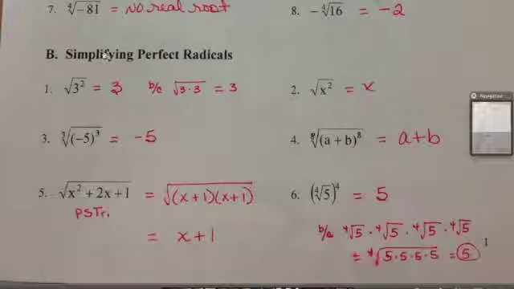Simplifying perfect radicals. Well, I can take this 3 squared and write it as 3 times 3, and then take the square root of that. Again, that's an index of 2, so we need a grouping of 2. The answer is 3. Over here, I can write this as x times x. The index is a 2, so we take the grouping of 2, and the answer is x.